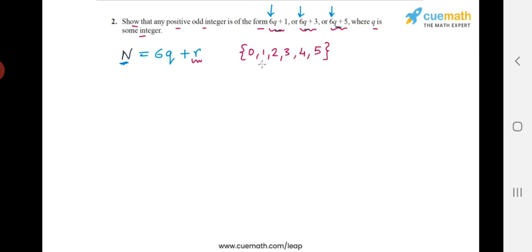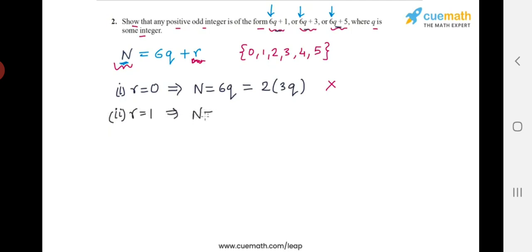But can it take all of these values? So let's see one by one. Remember that n is an odd integer, so we will have to discard those values of r for which n comes out to be even. Okay, so if the remainder r is 0, then n is equal to 6q, and this I can write as 2 times 3q. So in this case n is even, so r cannot be equal to 0, so this case is ruled out. Now let's take r is equal to 1.